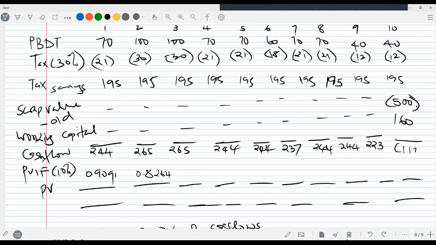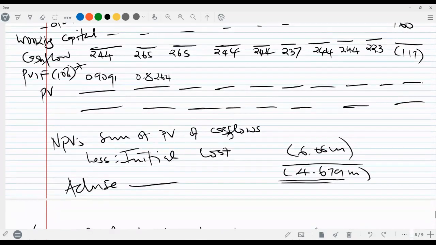Okay. And then you discount back to year 0. Don't forget these factors, you're going to obtain them from the tables. So simply the cash flow times the factor gives us the sum of present values, then we subtract the 6 million to get the NPV, and we give the advice. Any question?